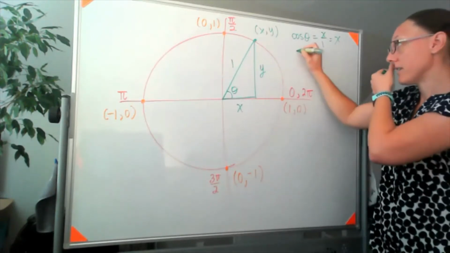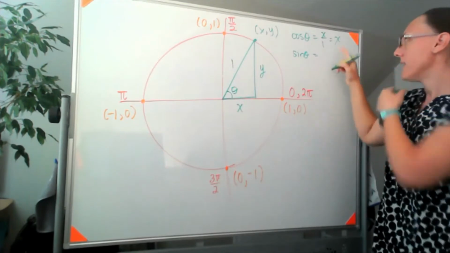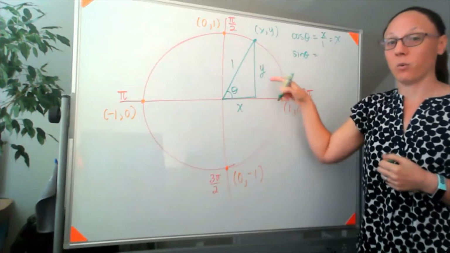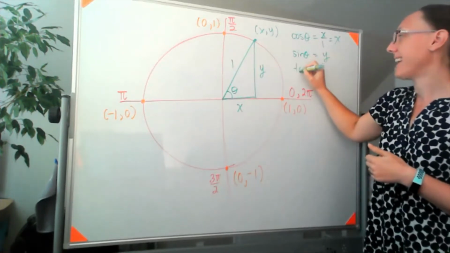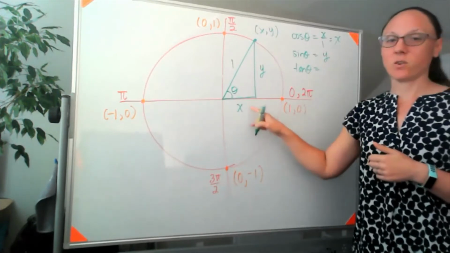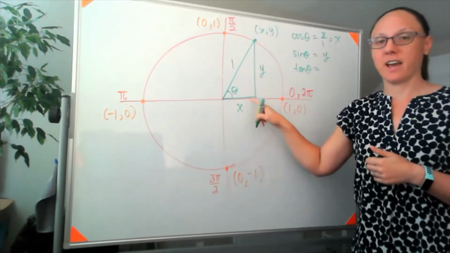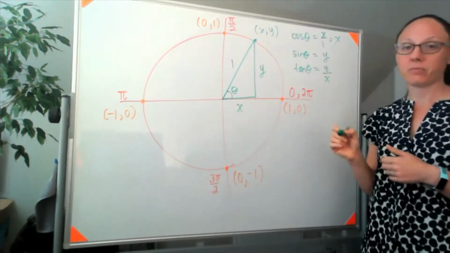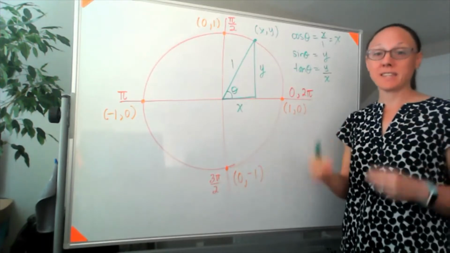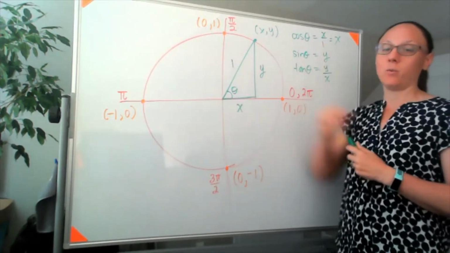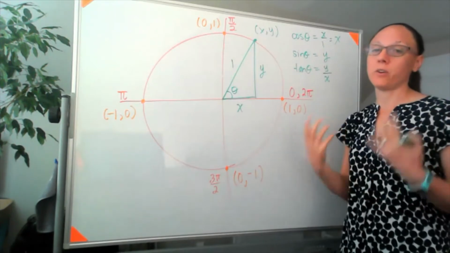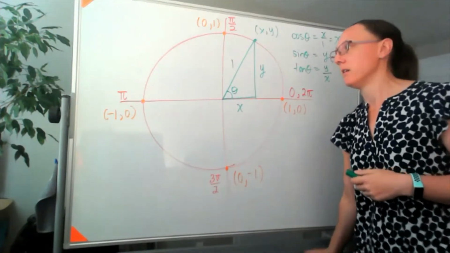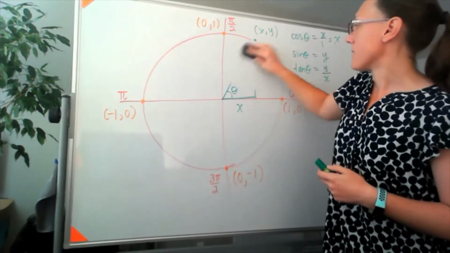In terms of sine of theta, that is going to be my opposite side over the hypotenuse, so that's going to be y over 1, or just y. And tangent of theta is going to be my opposite over my adjacent side, or y over x. So on the unit circle, specifically because that radius is 1, when we draw out the unit circle, we can read off the cosine, sine, and tangent by looking at the x and y coordinates. Let's make myself some space in here.